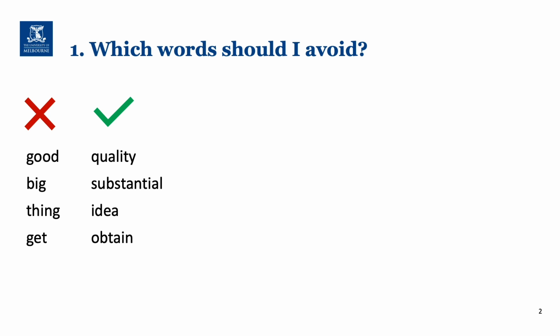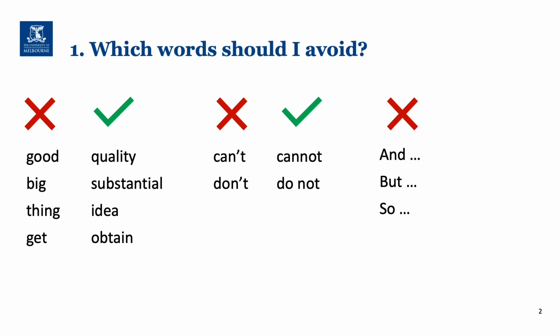Your list might include contractions like can't or don't, which are used in speech and less formal styles of writing. To make your writing more formal, use the full words such as cannot and do not. You might have been told not to start sentences with words like and, but, and so. Although people often do this in less formal types of writing, try to use more formal connecting words such as in addition, however, and therefore at the beginning of sentences in academic writing.